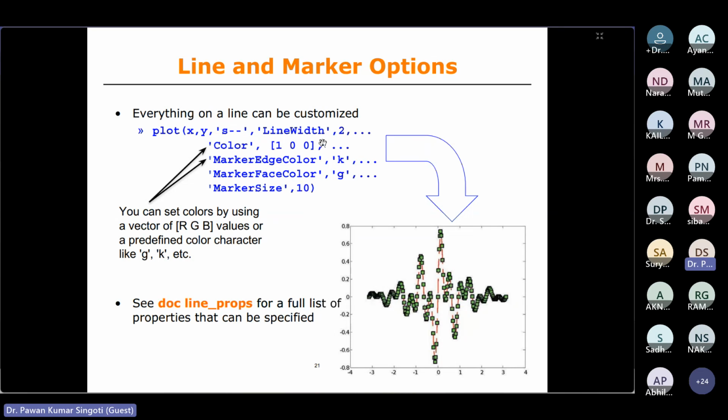As you can see, this figure is showing a square marker with a red dotted line, but the face color is green. The edge color is K. Marker size is 10. So we can change these according to our need.